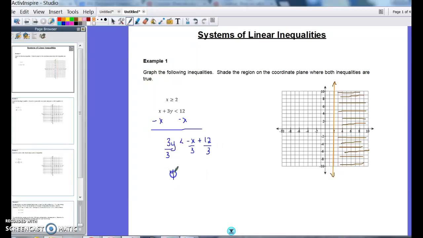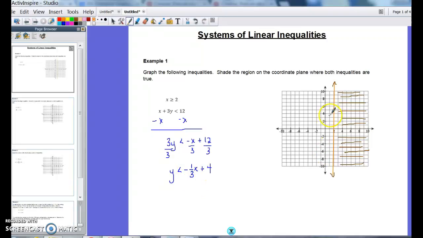So that would give me y is less than, and I'm going to rewrite this. Instead of writing it as negative x over 3, I'm going to write it as negative 1/3 x plus 4. So these two terms are equivalent to each other. It's just another way of writing it. And the reason I wrote it this way is because that's my slope. It's easier to graph it that way when I can see my slope.